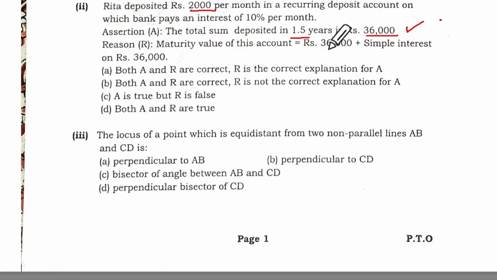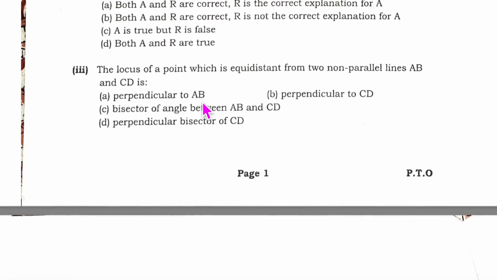Maturity value will be equal to this plus the simple interest on this. The simple interest, will it be called simple interest? No. That interest that is there, but simple interest for 1 month it will be, no? Yes. We'll have to mention that. It is 1 month and it is simple interest not on this, but on the total 1 month principal, correct? Yes. So this one is wrong. So which option is it? C, A is true, R is false.